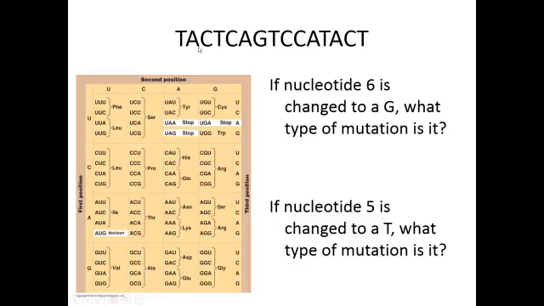So next, I ask you some mutation questions. So I still have the same template, but I'm talking about changing the DNA. So in the first one, nucleotide 6 is changed to G. What type of mutation is it? So I count over 1, 2, 3, 4, 5, 6. So this one got changed to G. Now, before I can figure out what kind of mutation it is, I need to figure out whether there's been a change in the amino acids or not.